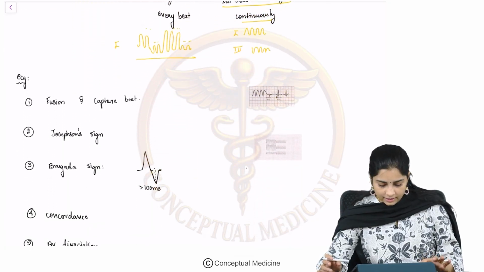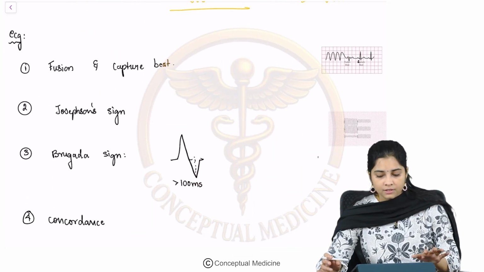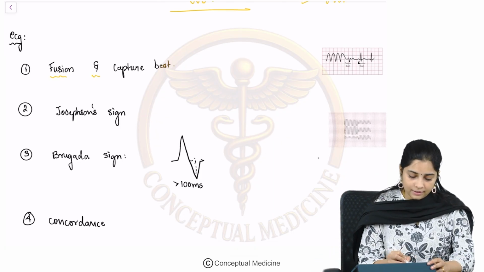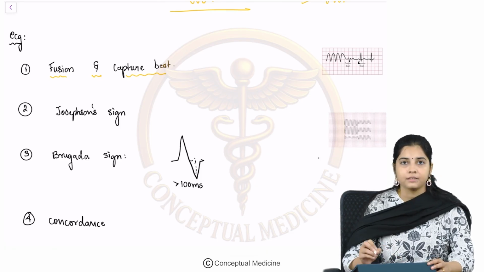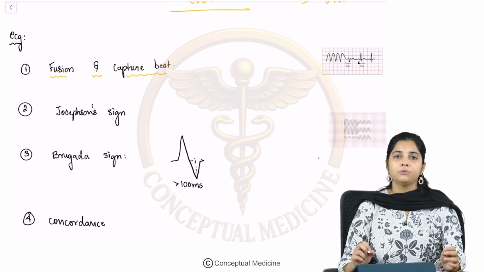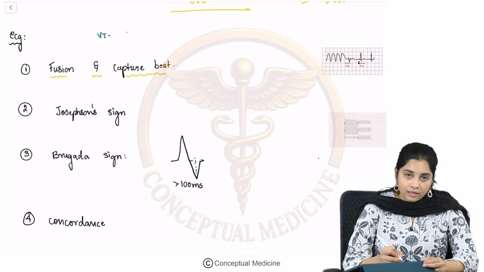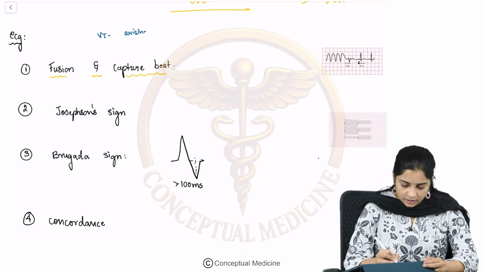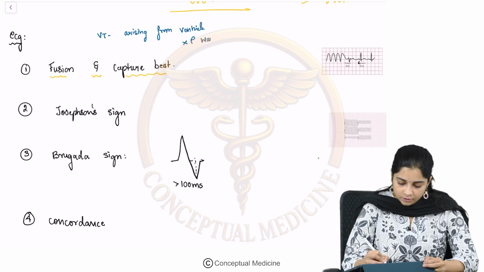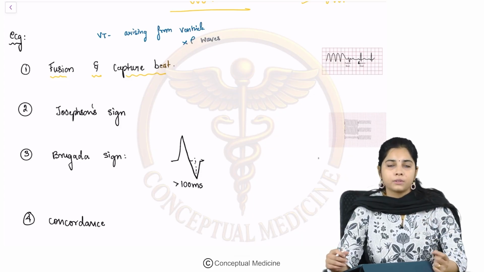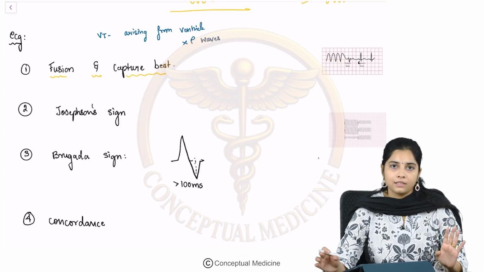Now, let us understand certain characteristic features of the ECG of VT. First, you have to understand that there is a fusion beat and a capture beat. So what is the meaning of this fusion beat and capture beat? We all know that VTs arise from the ventricle. So will they have a P wave? No, they will have no P waves. The ventricle is beating on its own, so it's not under the control of the SA node, right?